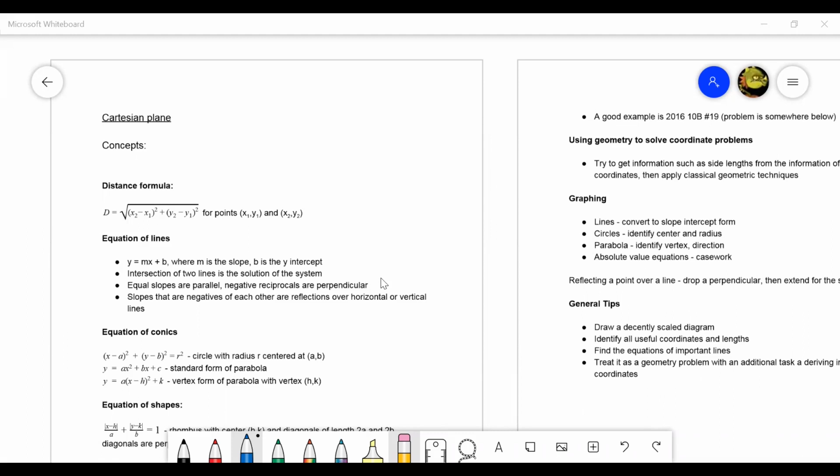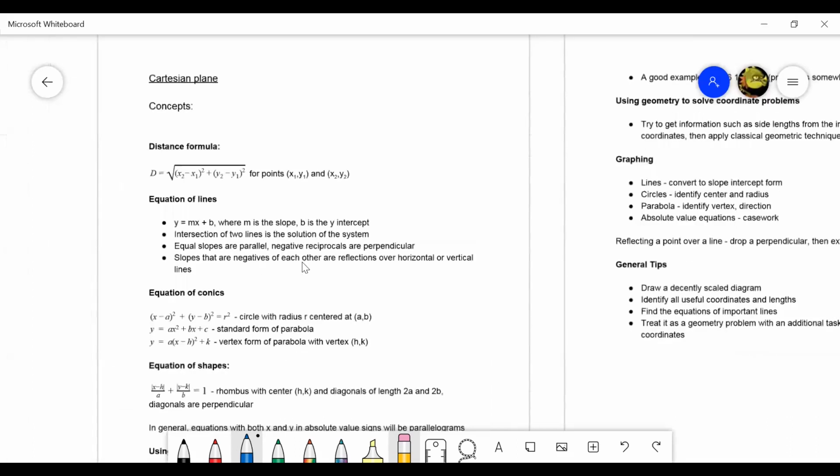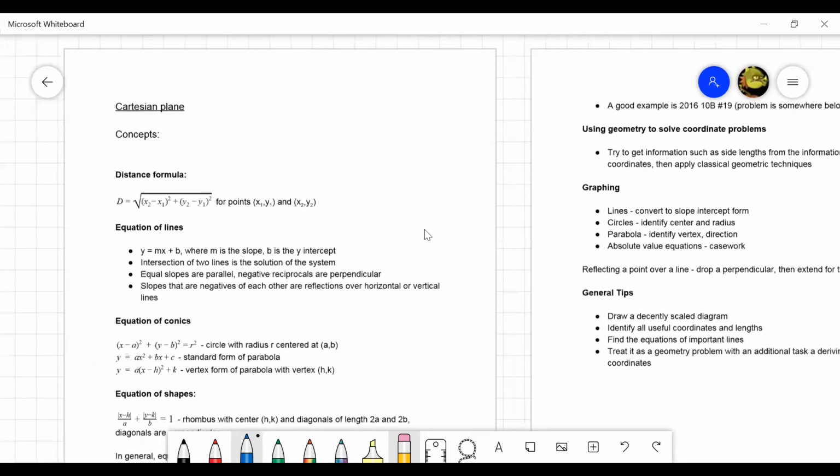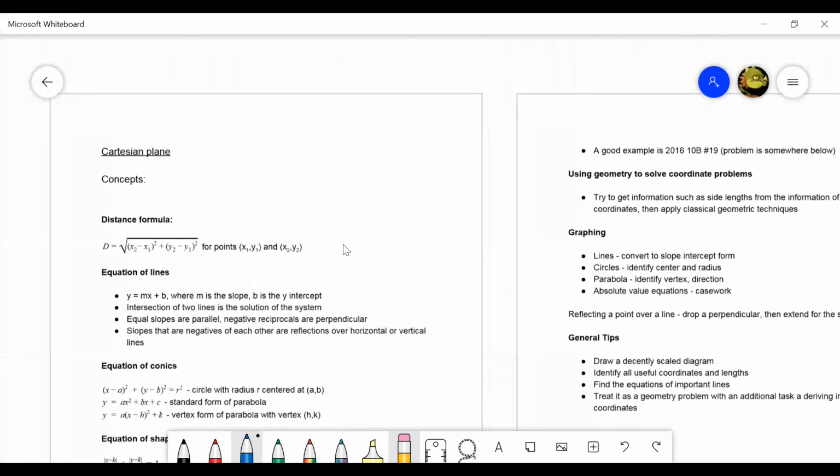This week is going to be about the Cartesian plane, and I've written down most of the main concepts in the notes that I posted on the classroom. So if you do want to follow along or just have your own copy, you can get that off the classroom. The first concept I'm going to talk about is the distance formula, but first I should talk about what the plane refers to.